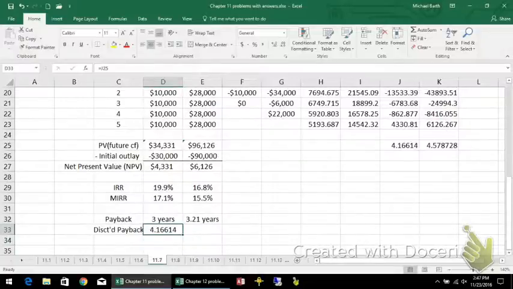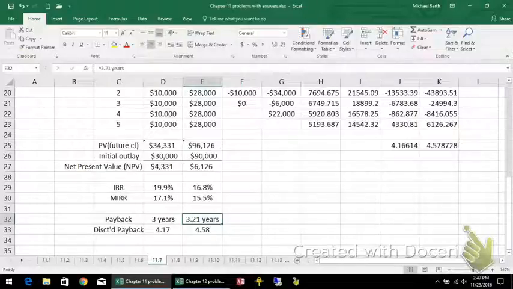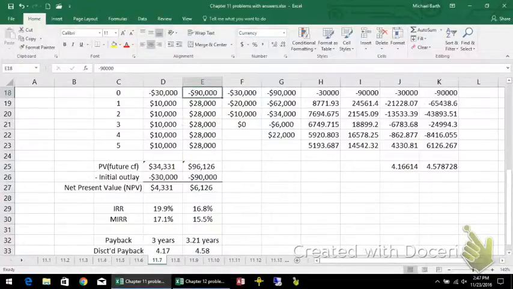Students often have trouble with the payback period and the discounted payback period. It's a really simple concept. It's how long does it take to get your money back? So you get your money back a little faster with this project than this project. This project earns a higher rate of return than this project. This project has a higher net present value. If you're earning 16% on $90,000, that gives you more money than if you were earning 19% on only $30,000. And that's why this number is bigger.